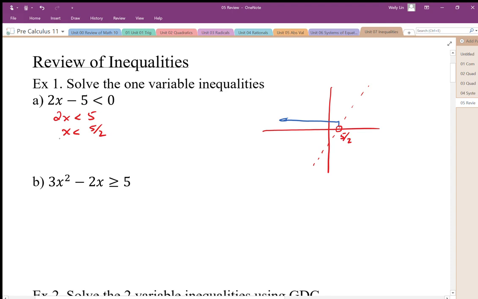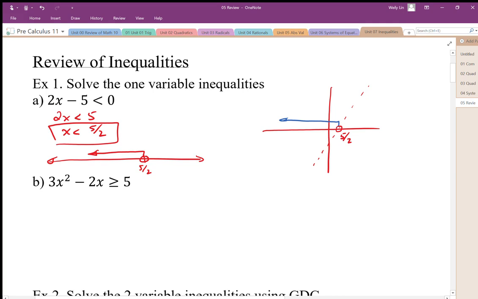Our solution can be shown as an inequality like that, or we can show the solution on a number line. Again, keep it open because it's not equal to, and then we can show that on the number line.